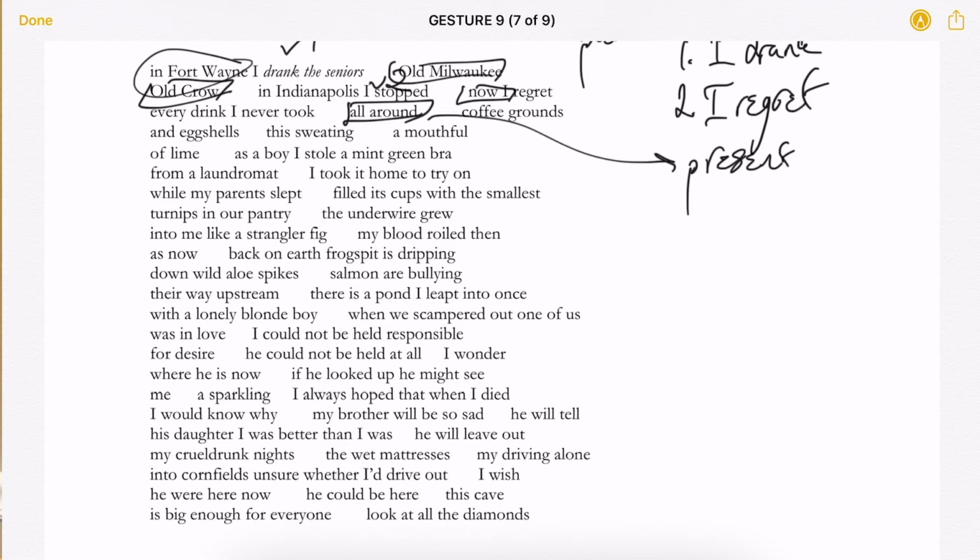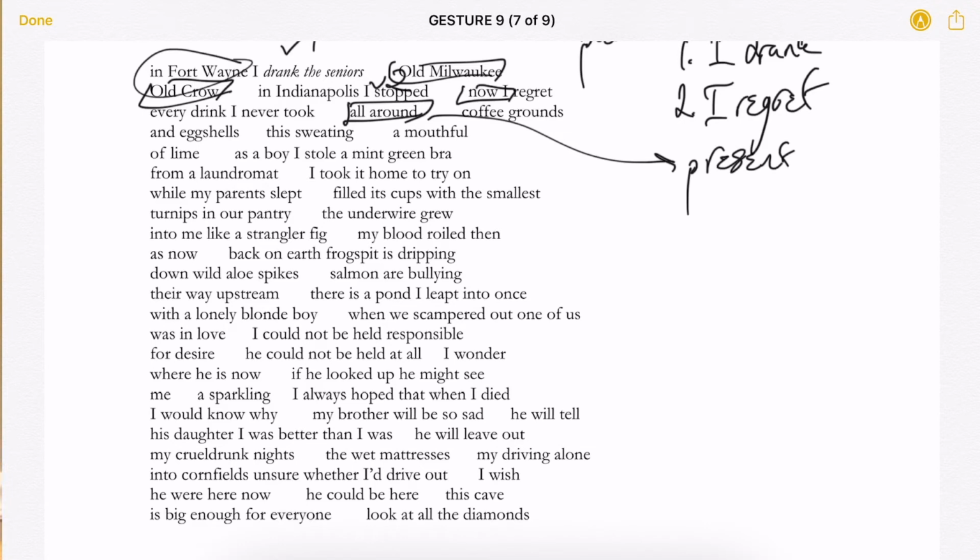"In Fort Wayne, I drank the seniors." What are the seniors? Well, they are Old Milwaukee, Old Crow. And then to another moment, "in Indianapolis, I stopped." So that's immediately signaling to us that we're not investing in a narrative poem here. "Now I regret every drink I never took." Even though we have the trappings of narrative, we're moving from then to the present moment.